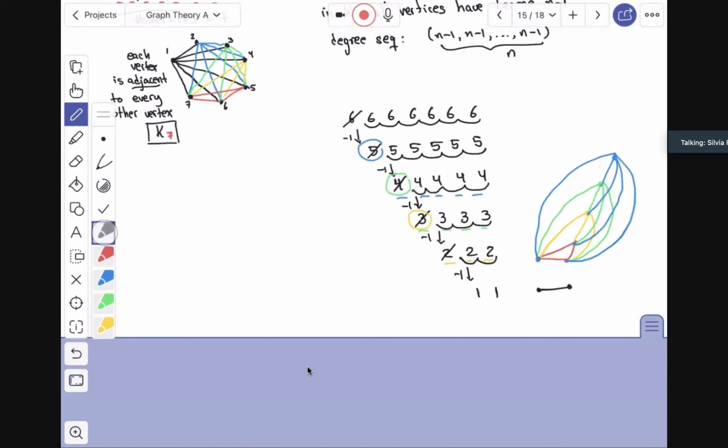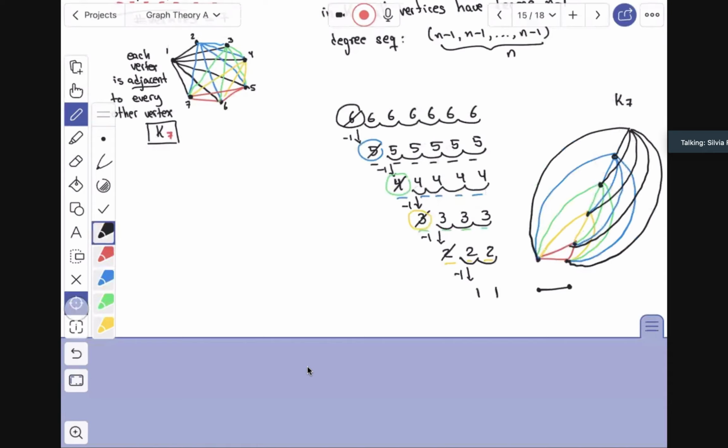And finally, that one, degree 6, joined to 6 vertices of degree 5. 1, 2, 3, 4, 5, 6 vertices, all of them degree 5. So it's joined to everything. Here and here and here and there. And this is actually K7. It looks different than the one that I drew, but I could have constructed it, you see, on purpose, I used the same colors. I start with a triangle, then a vertex joins to those 3, and so on.